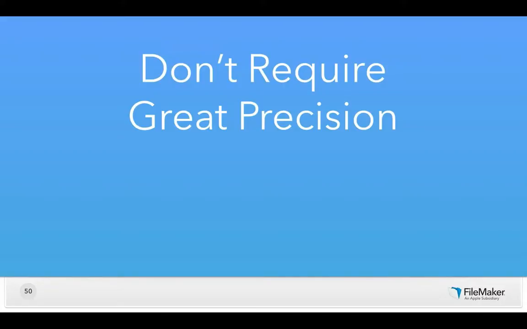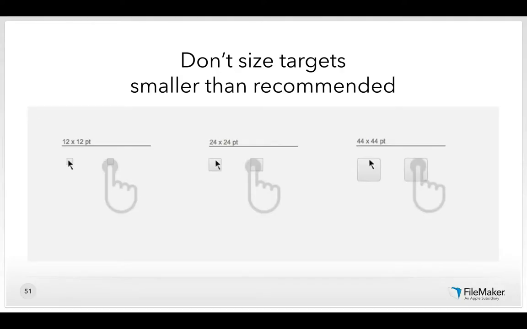As makes sense within the workflows that you're designing, you want to minimize the distance somebody has to travel and the precision they have to use to get to the things that are interactive. So you want to make sure not to size targets smaller than the recommended. On a desktop, the smallest size that somebody can really acquire without great precision is 12 pixels by 12 pixels. Much more comfortable is 24 pixels by 24 pixels.